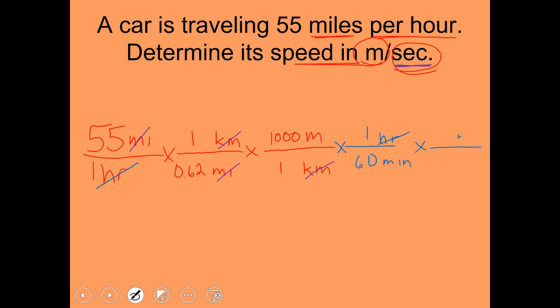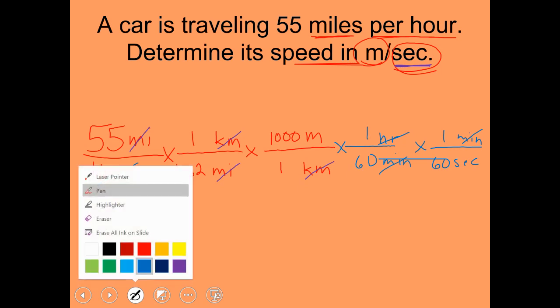And then I'm going to do the same thing. To go from minutes to seconds, the minutes has to be on the top, so it'll divide out. I'm still going to put in numbers. 1 minute is 60 seconds. So when I solve this problem, I'm going to take 55.